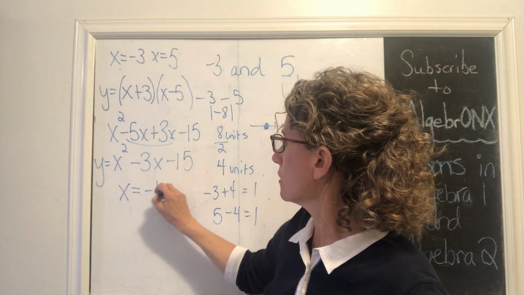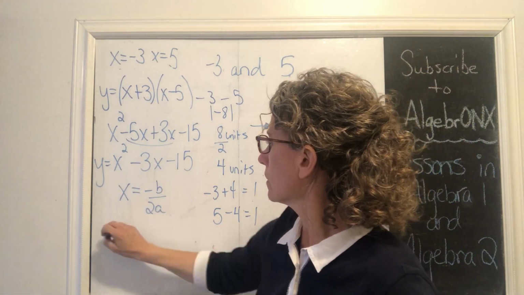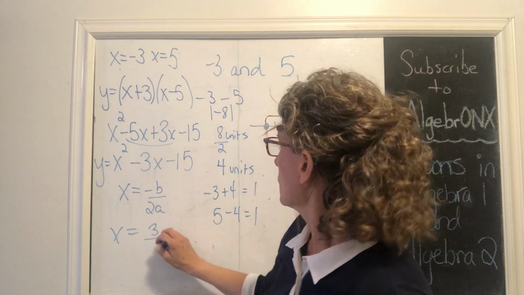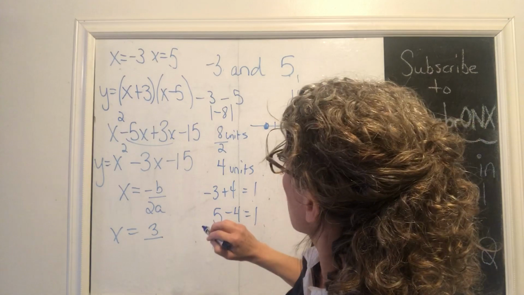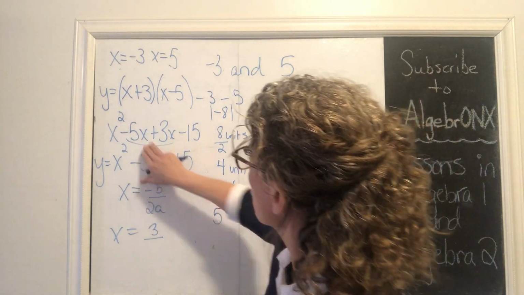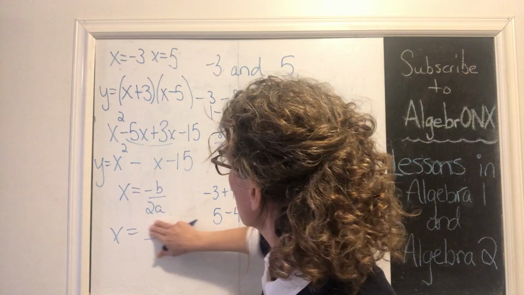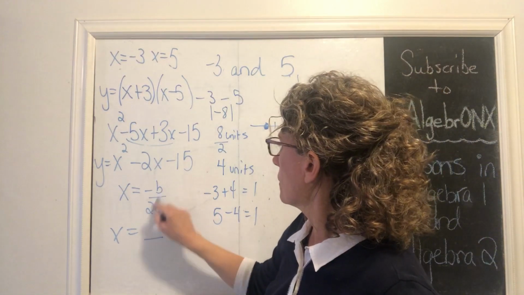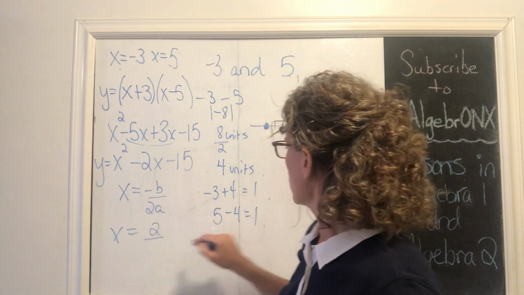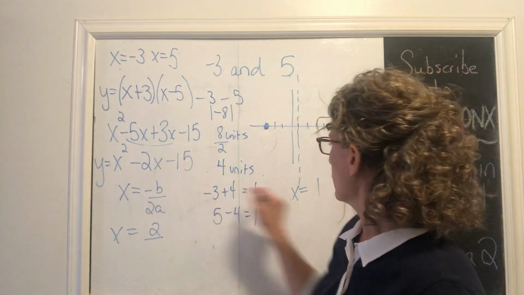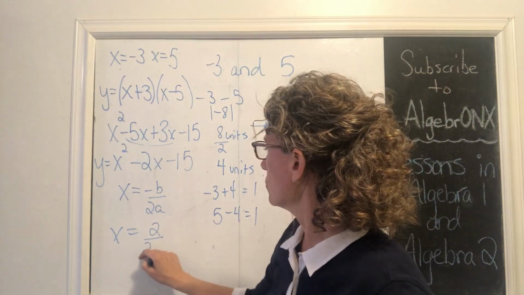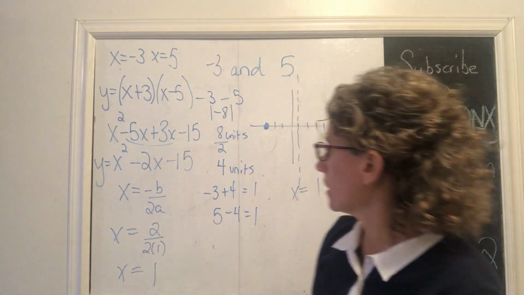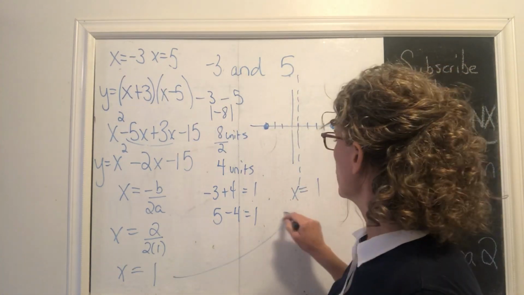X equals negative b over 2a. X equals -3. What did I do here? That's a 2, sorry. Oops. 2, -2, and I noticed that as soon as I looked at what that was going to end up being. So 2 times 1 is x equals 1, and it confirms what I found over here.